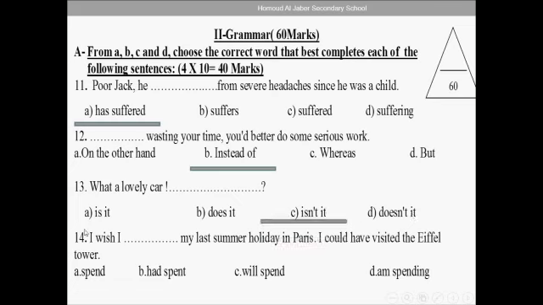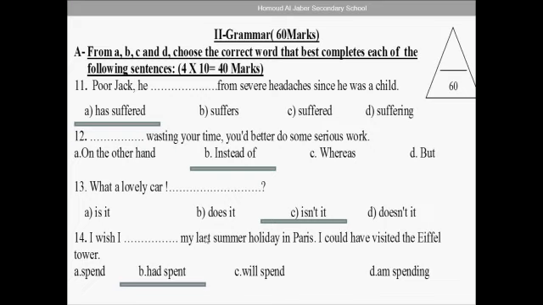Okay, now let's move to the last question in the first part of the grammar. I wish my last summer holiday in Paris, I could have visited the Eiffel Tower. Here we have 4 answers: spend, have spent, will spend, I am spending. I want you to focus on the word or the rule wish. So the wish here refers to the past. Yeah, so it's a kind of regret. So when we talk about I wish in the past and it's a kind of regret, you have to use the past perfect. So the correct answer will be had spent.